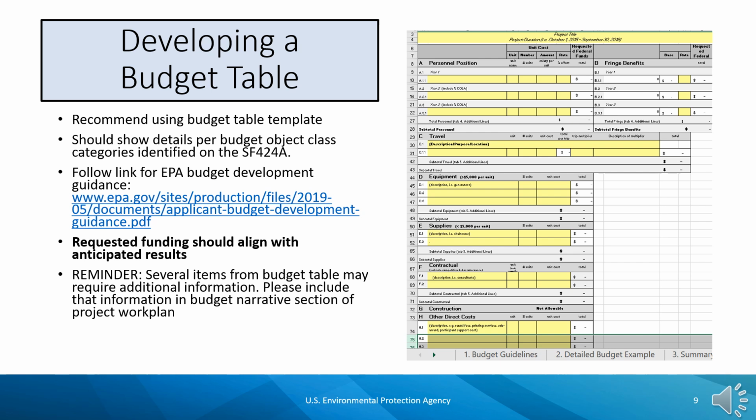Requested funding should be in alignment with the anticipated results, meaning an applicant should not request the maximum amount just because the maximum amount is available. As said on the previous slide, there are likely several categories in the budget table that you should include more detailed information for so they can be evaluated as necessary for the project. Please be sure to include that information in the budget narrative section of the project work plan, or this section may be reviewed less favorably.